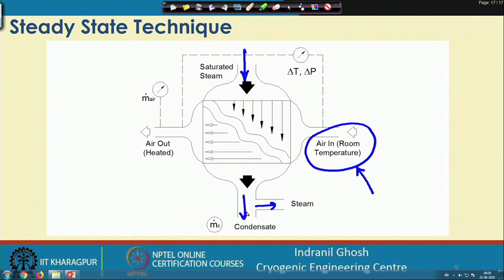So, here we have the saturated steam or condensing fluid on one side, the other side is air. The air is getting heated up and the saturated steam is getting condensed. So, from this heat transfer we would be able to find out the heat transfer coefficient and the pressure drop. Pressure drop, of course, we measure at the inlet and the exit.